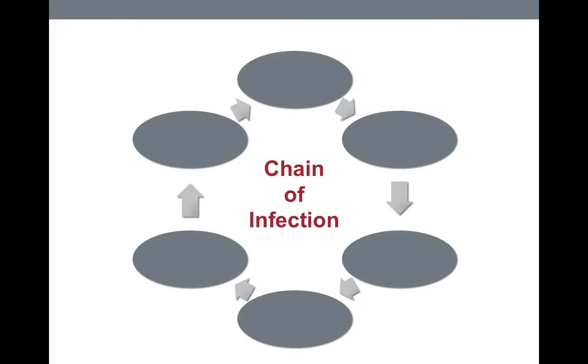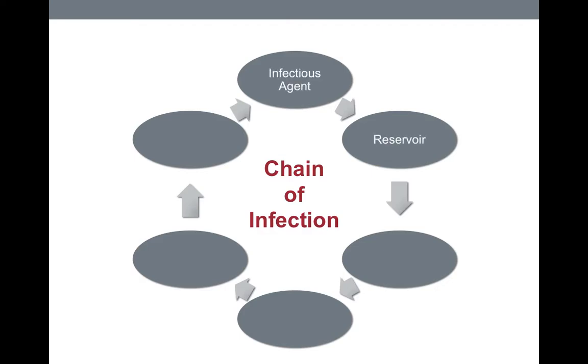Let's recall the basics about how infectious diseases are spread. There are some necessary components involved in the process of disease transmission. All components must be present for an infectious agent to spread between animals, between people, or between animals and people. This process is commonly referred to as the chain of infection.